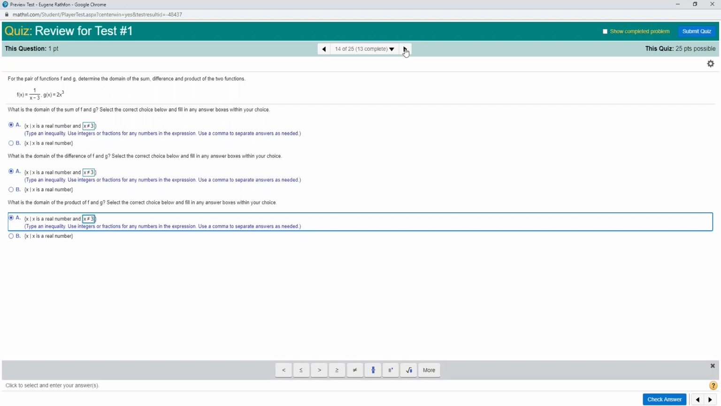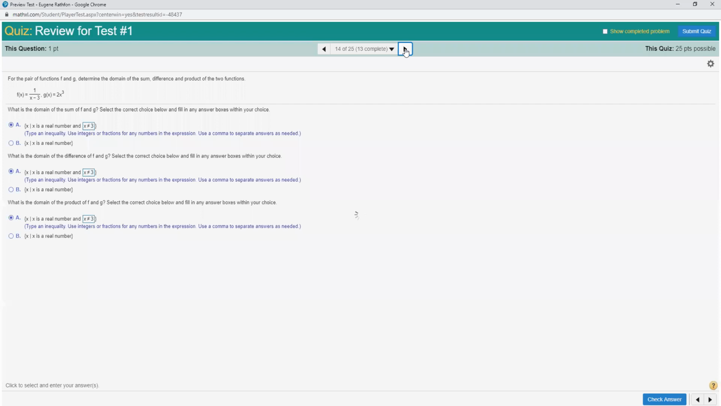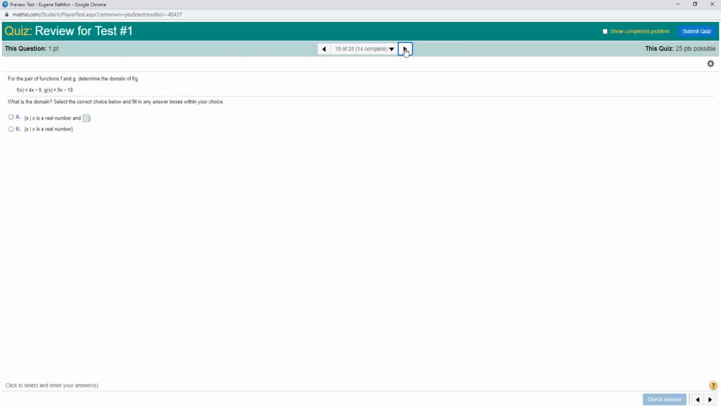All right, so then we're moving on. Some of these aren't bad. They just were sort of long, so I took some of them off of here. Now, this one I didn't mind, so let's see. I got f of x is 4x minus 9, g of x is 9x minus 18. We want the domain of f divided by g. All right, so let's go to that.